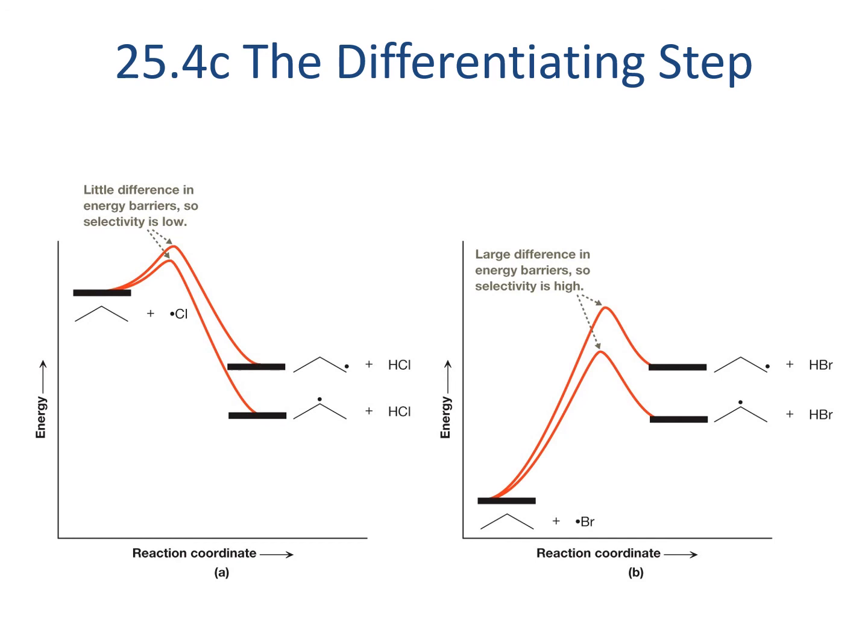Bromination is endergonic at the differentiating step, which means that the transition state is mostly similar to the radical intermediates, and there's a much larger difference in energy for the transition states, and it becomes much more differentiating between those transition states.